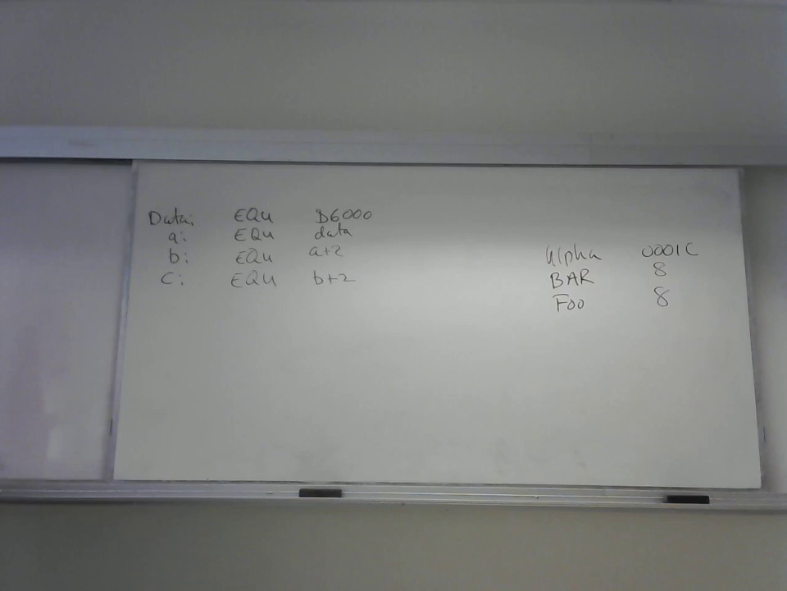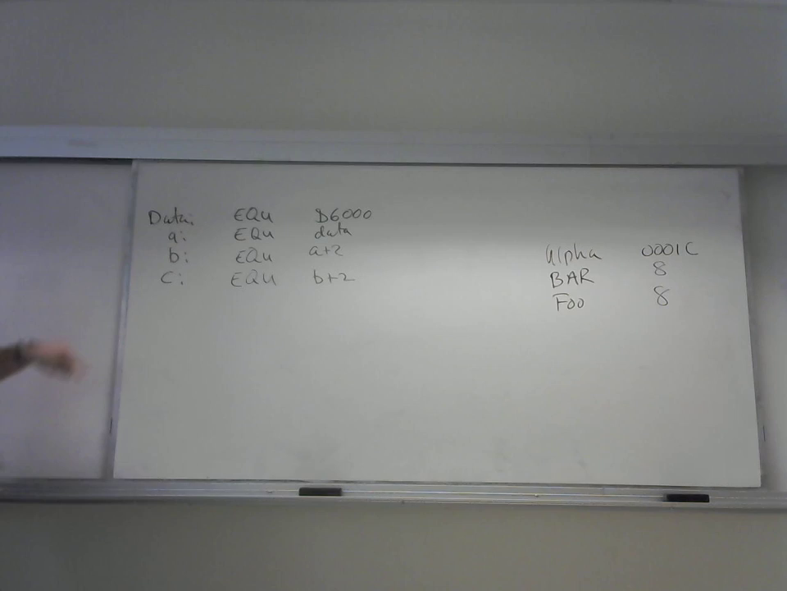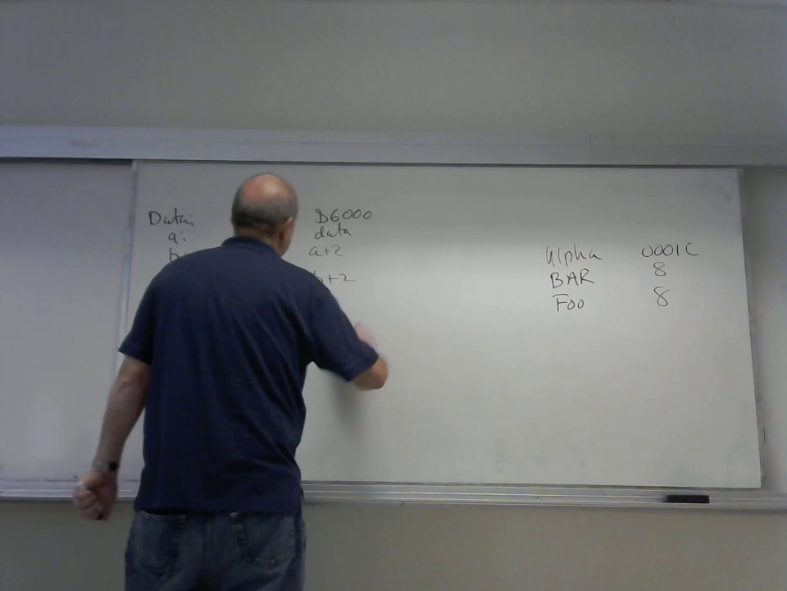So how much space does that take up in the object code, in the executable program? None, it takes none. The CPU doesn't know what a C is. Wherever a C exists, it will be replaced by the value. So this is 6,000, 6,002, 6,004. So where C exists, the assembler will replace it with 6,004. There you go.